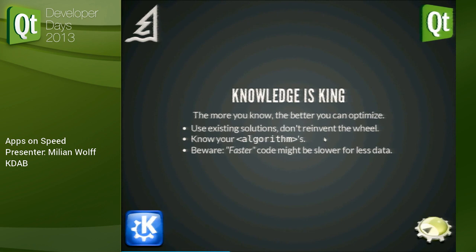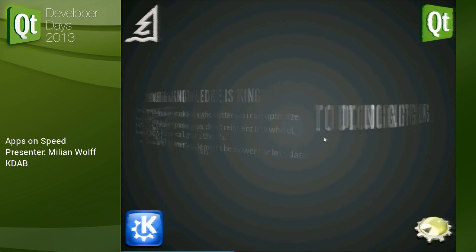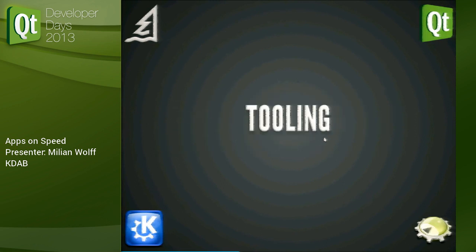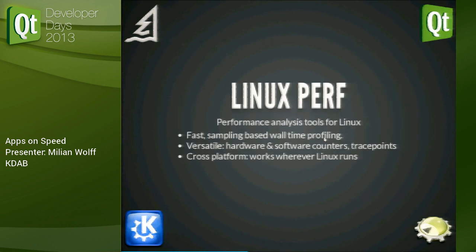So with that in mind, we come to tooling. And I'll start with Linux perf, but with an F, not a V. And it stands for Performance Analysis Tools for Linux. So it is cross-platform in the sense that it runs on every platform and architecture that runs Linux, but it's not available on Mac or Windows. But I think more and more embedded devices will run Linux, so this is a very important tool you need to know. It's very fast.